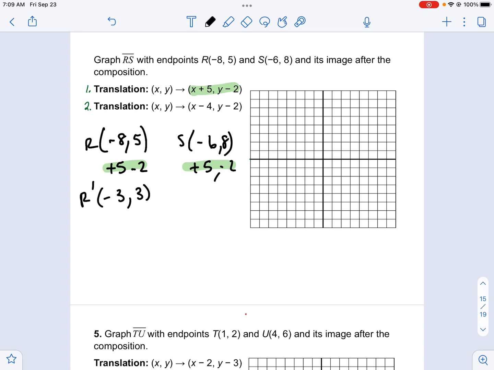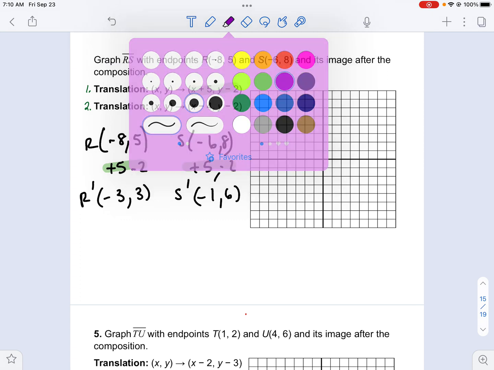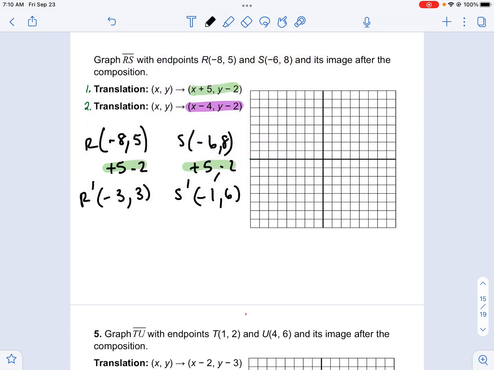We've moved R once. Negative 1, 6. We've moved S once. Then we've got our next rule, minus 4. Now you're going to subtract it from your new point, your new image. Now we have moved R a second time, so this is R double prime. And S has been moved a second time, so this is S double prime.